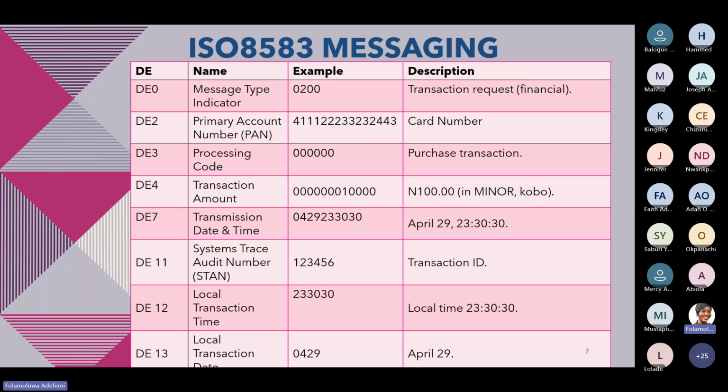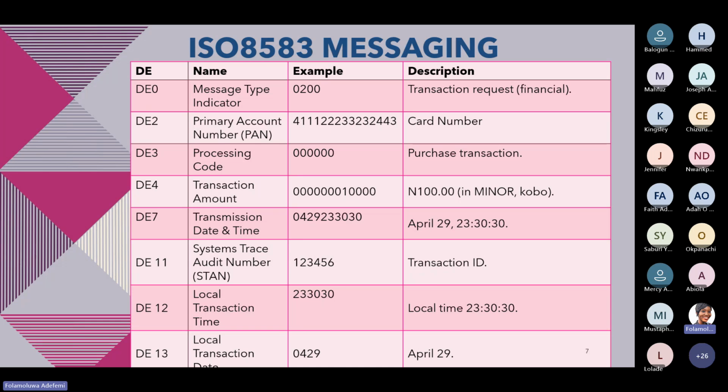So we have data element 0, or field 0. We call it field 0, for a lot of us that work in this space. And in that field, we have the message type indicator. This pretty much tells the kind of message that is being sent. A 0200, for example, means a transaction request, which is financial. This is the kind of request that would be initiated when you pay with your card. And we have other message types. We have, for example, a 0100, which is an authorization request. We have a 0220, which is an advice on a transaction.